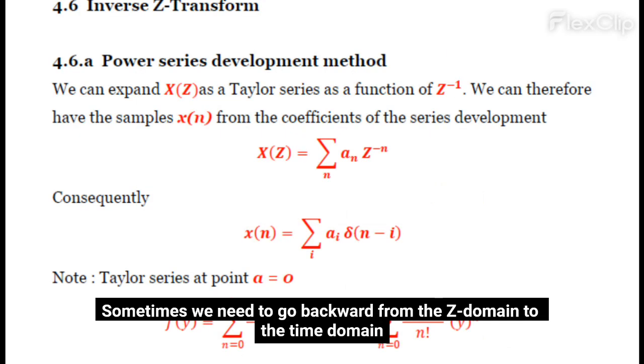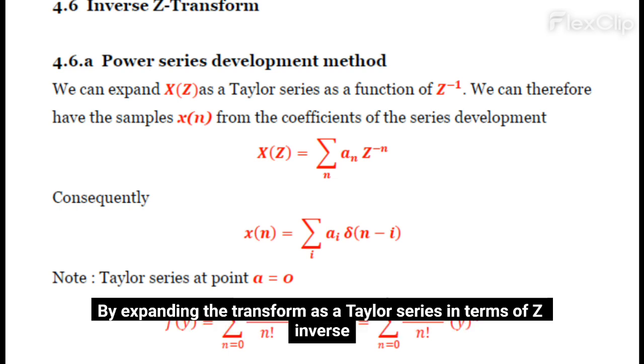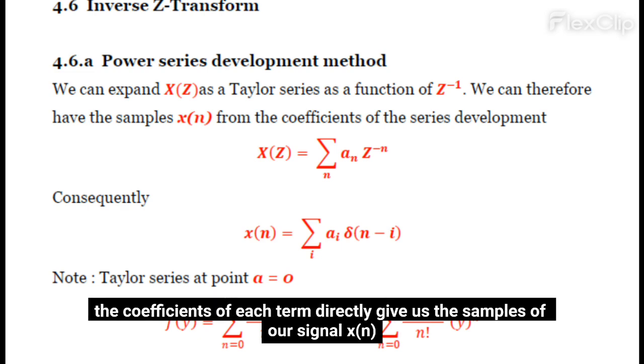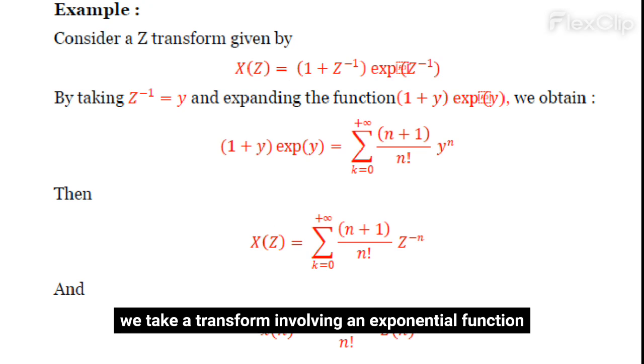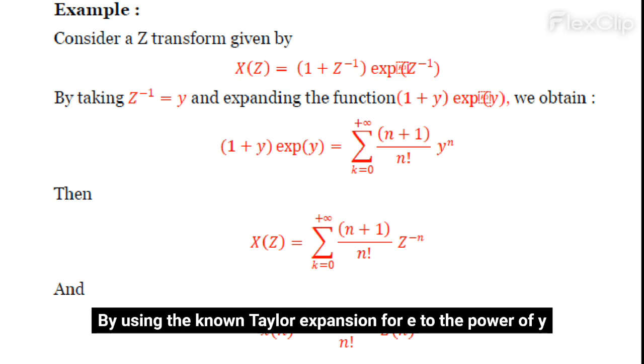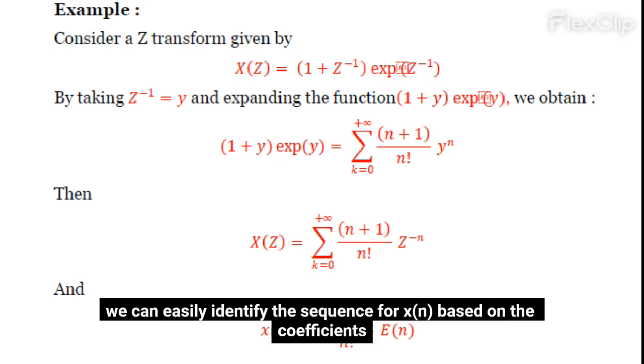Sometimes we need to go backward from the z domain to the time domain. One way is the power series development method. By expanding the transform as a Taylor series in terms of z inverse, the coefficients of each term directly give us the samples of our signal x[n]. In this example, we take a transform involving an exponential function. By using the known Taylor expansion for e to the power of y, we can rewrite the expression as a summation. From there, we can easily identify the sequence for x[n] based on the coefficients.